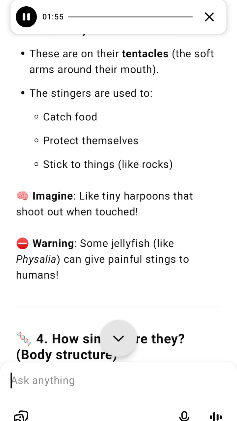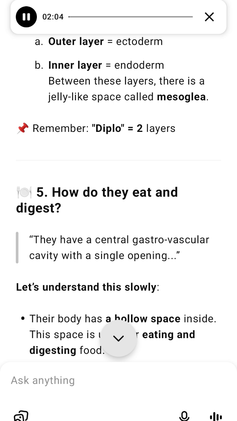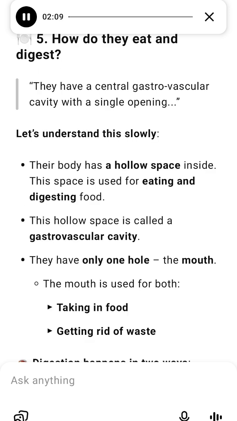Do they have skeletons? Some cnidarians, like corals, build a hard skeleton. This skeleton is made of calcium carbonate, same stuff as chalk or shells. These skeletons form coral reefs, which are strong, colourful homes for many sea creatures.